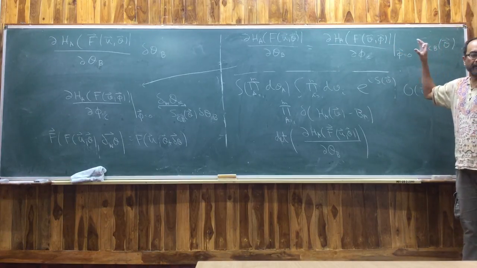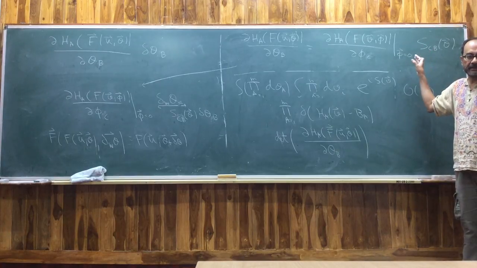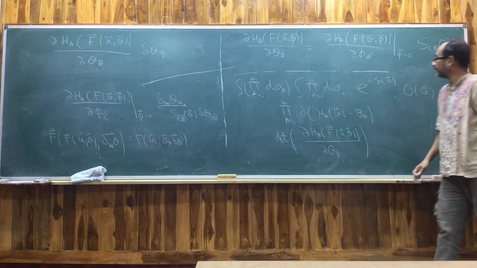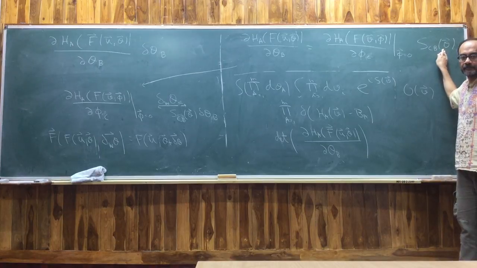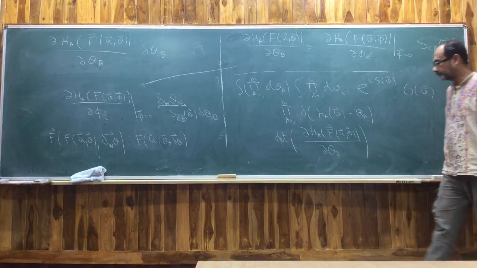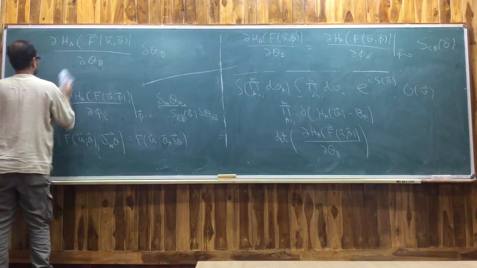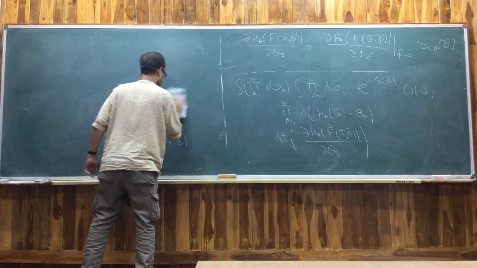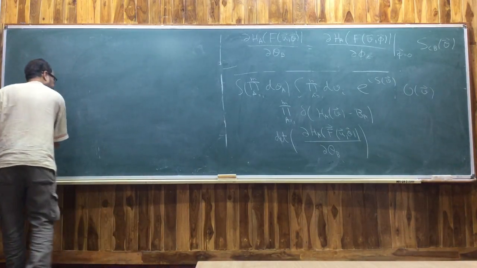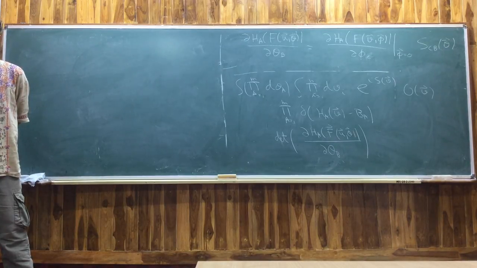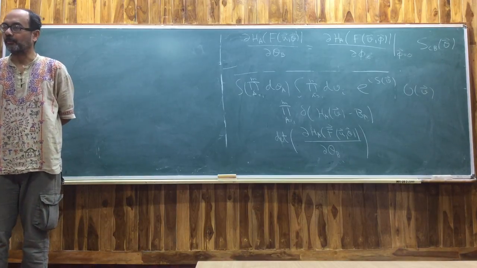And as you know, the determinant of the product of matrices is the product of the determinants. So using this, I can now replace this determinant with the product of this determinant and this determinant. Now you have full separation between the theta integral and the phi integral. This is purely a property of the group.